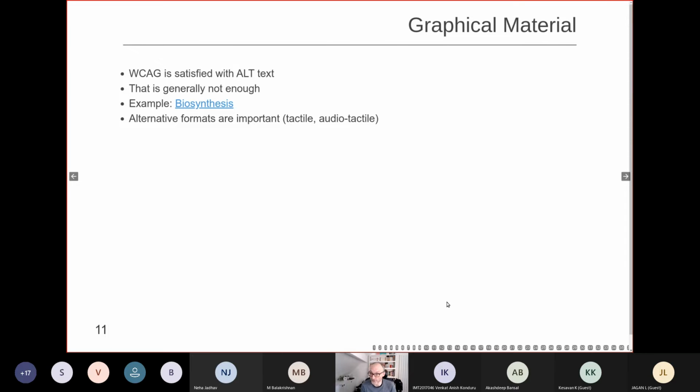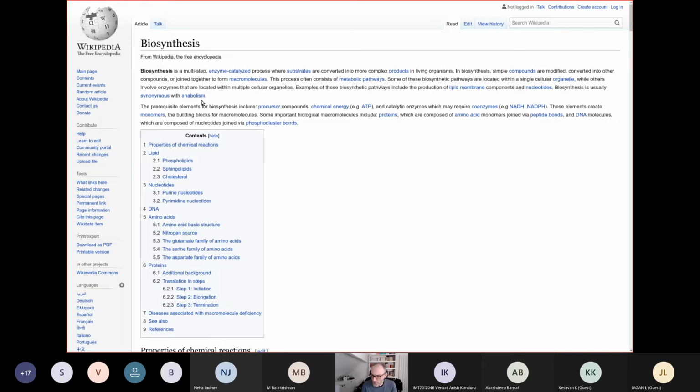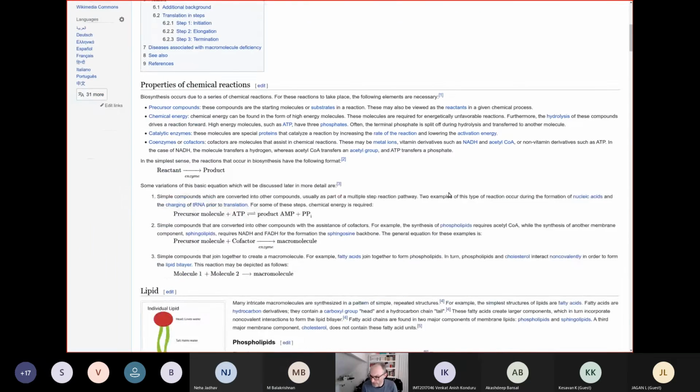Right, and that's only the standard material, right? What about graphics? Graphical material, again, what our WCAG guidelines say is that all text is satisfactory. So if you have a graphics element in the page, all you want is an alternative text description. That is not generally enough. So here's an example from biosynthesis, somewhere down here probably.